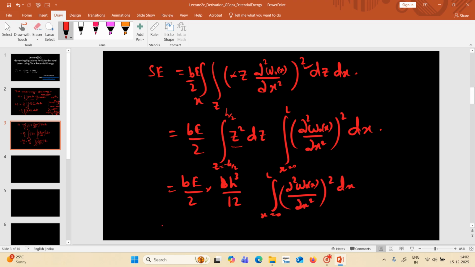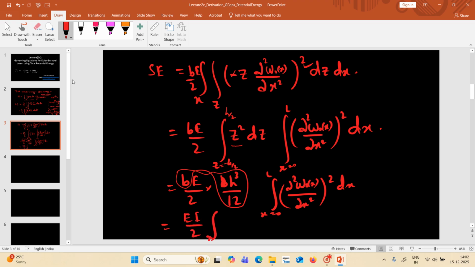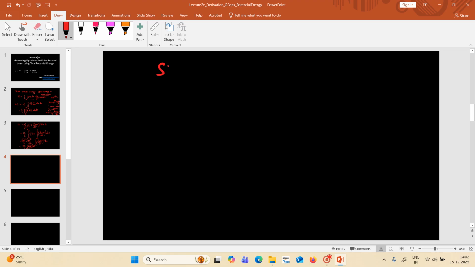So finally what we get: b h cube by 12 is I, the second moment of area or moment of inertia. So we can write E I by 2 times the integral of del 2 w naught of x by del x square, whole square, dx. So we get the strain energy, and we write it separately: E times I by 2 times the integral from x equals 0 to L of del 2 w naught of x by del x square, whole square, dx.